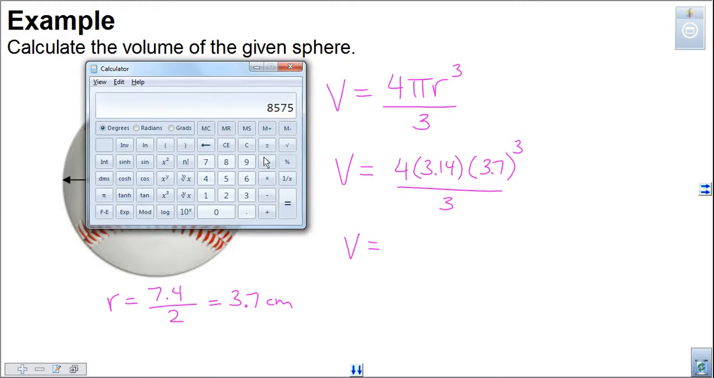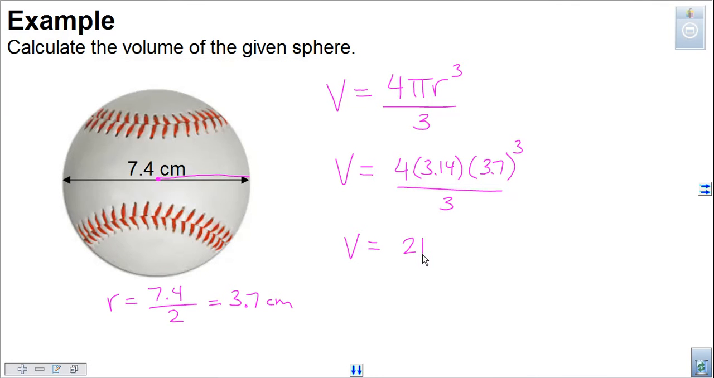So we're going to bring back our calculator. We do 4 times 3.14 times 3.7. Now that means to do it 3 times. Okay? Times 3.7 again, times 3.7 again. Okay? And then we divide it by 3. So that's our answer. I'm going to round it to 212.1 centimeters cubed. So that would be the volume.